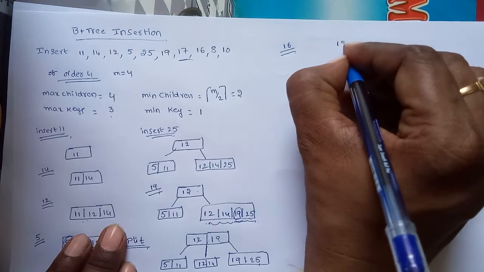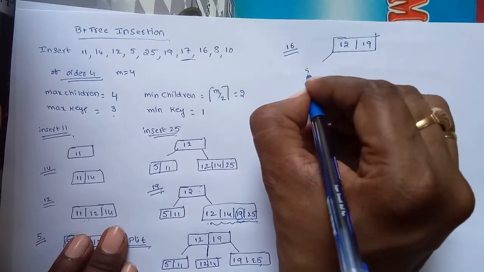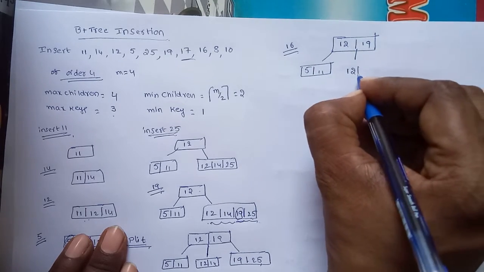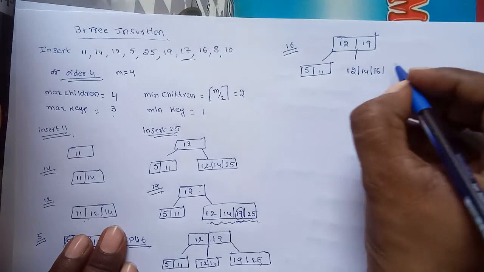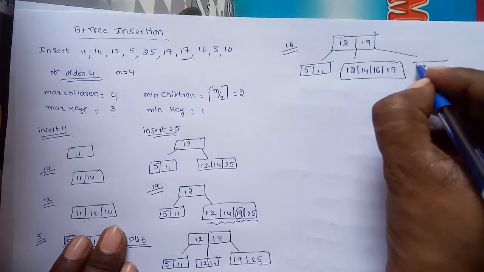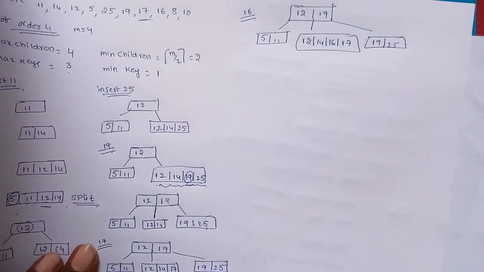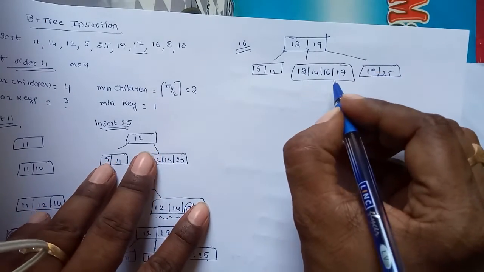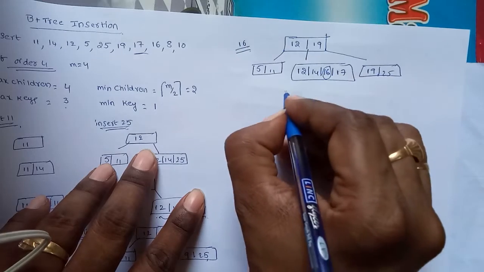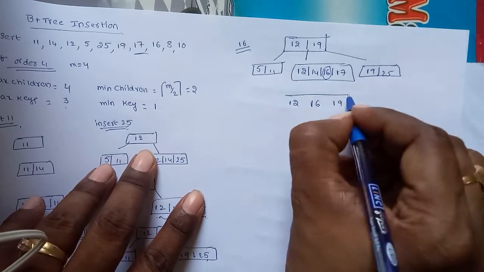Now insert 16. The leaf nodes are: left side 5, 11; middle 12, 14, 16, 17; right side 19, 25. Observe this one. After inserting 16, this is the node. Now what do you do? Perform split operation, move the 16 to the root.